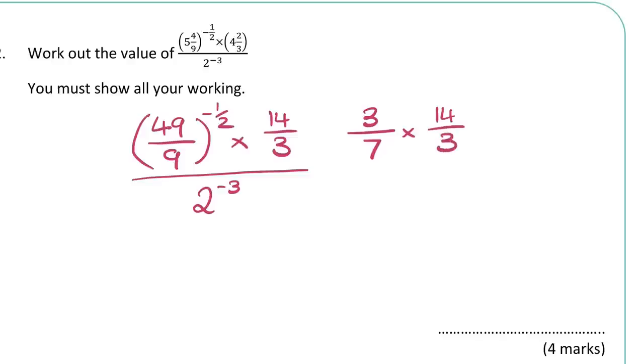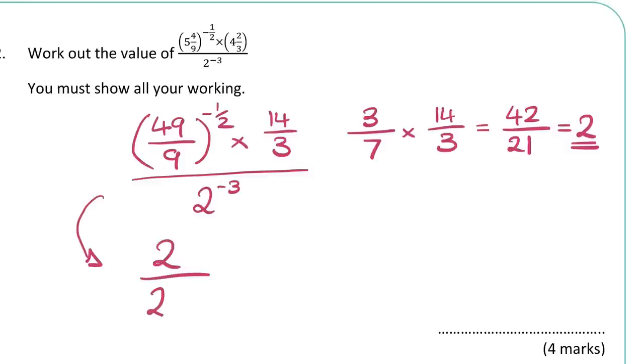3 times 14, if I just do the top for the moment, 3 times 14, what does that come out as? 14, 28, 42. And then 3 times 7 is 21. 42 over 21 is just 2. That's come out as a really nice number. So actually, if we rewrite this now, we've got 2 on the top and 2 to the power of minus 3 on the bottom.